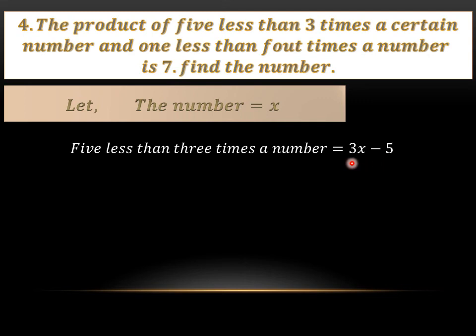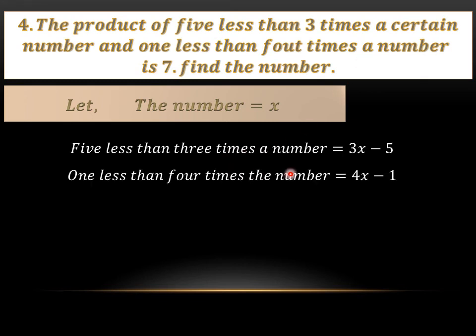So this will become 3x minus 5. Same goes for the second part of the equation. 1 less than means what we have to subtract? 1. So 1 will be written after the minus sign. 4 times a number means 4x. So 1 less than 4 times a number will become 4x minus 1.